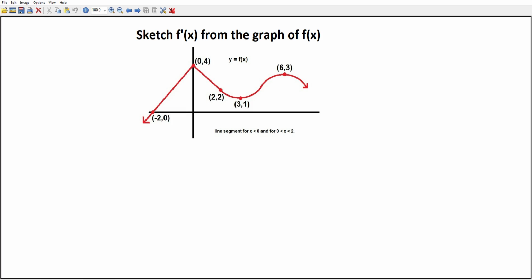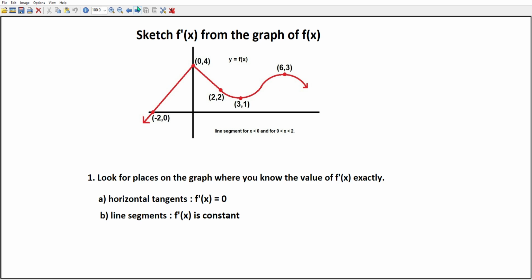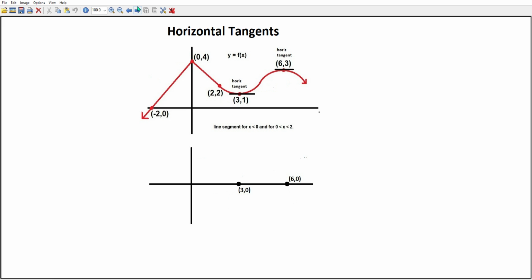In this video, we will sketch the graph of f prime of x based only on the graph of f of x. Now, in such situations, you want to look for places where you know the derivative exactly, and such places include horizontal tangents, and if they're on the graph there are line segments. Those will be good because we know that the slope of that segment will be the derivative on that entire segment.